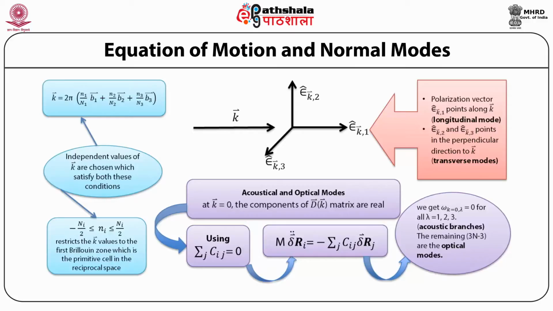So you see, this is a very unique property of the acoustical modes, that at k equal to 0 the frequency is always 0, and hence these three are the acoustical branches, since the frequencies vanish in the long wavelength limit. Long wavelength basically means k equal to 0, and the remaining 3n minus 3 modes are the optical modes. So there are 3 acoustical modes and 3n minus 3 optical modes. Once you find the acoustical modes, the remaining ones are the optical modes.